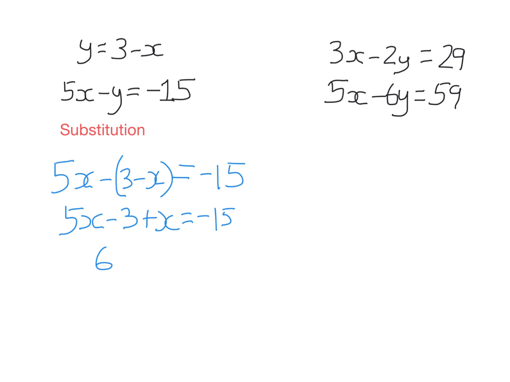So we now simply collect the like terms, and you know how to solve this. We're going to add 3 to both sides and divide by 6. We get x equals -2, but I'm not done there. I need to find the y value.